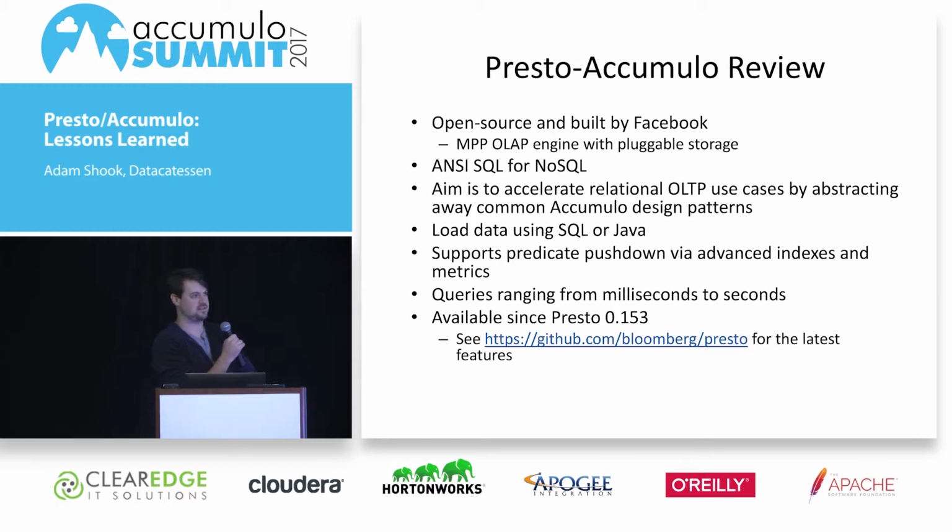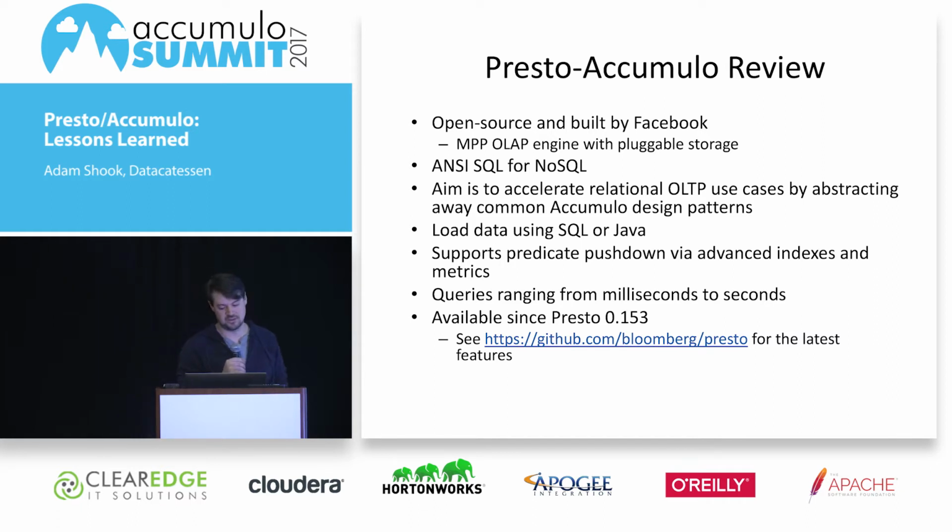There's probably a dozen or two dozen or so connectors. You can implement a pluggable storage mechanism, implement their API, and now you can communicate with external databases to fetch data out of it, and then Presto will run whatever query you have. So the Accumulo connector, the aim here that we had was really to accelerate more relational OLTP use cases.